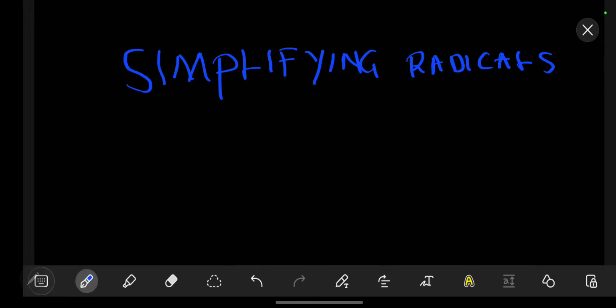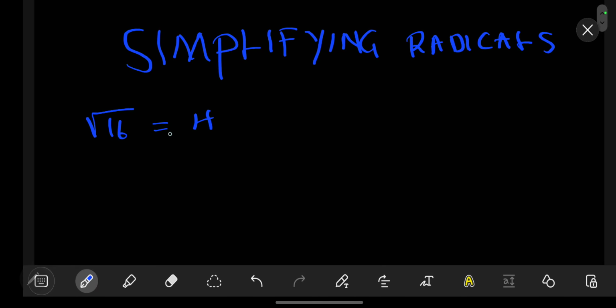So here today we are just going to be doing simplification of radicals and surds. Now when we are simplifying, let's say for example we have the square root of 16. What is the square root of 16? We know the square root of 16 is equal to 4. Now what is the other way of writing this?